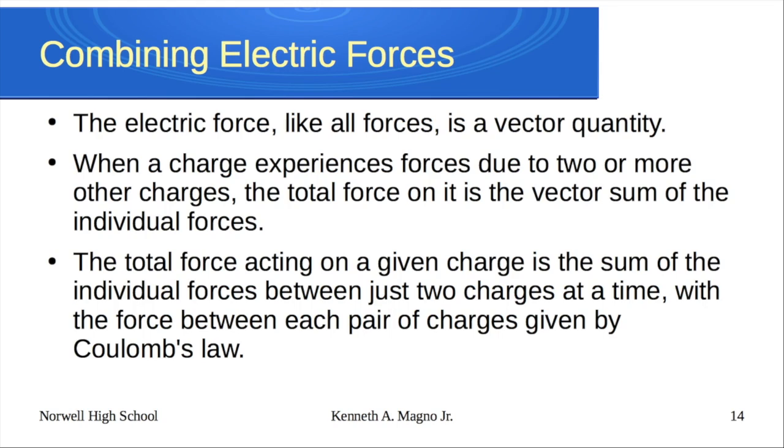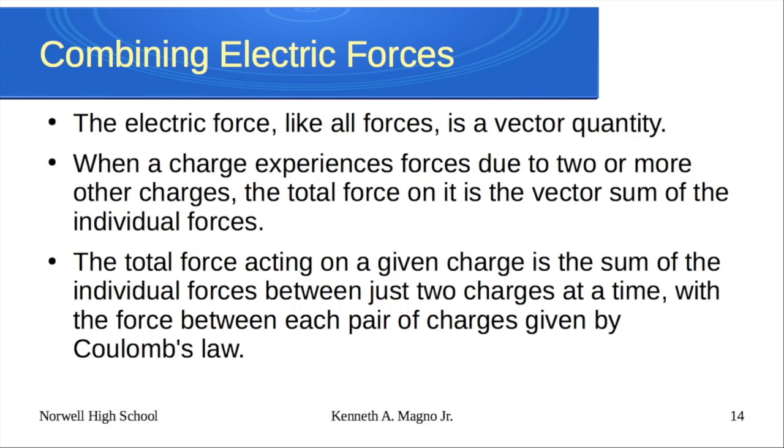Now, we need to remember a few things here. Because we have a magnitude and a direction, electric force, like all force, is going to be a vector quantity. So when we have charges experiencing forces due to two or more other charges, we might have to do a vector sum of those individual forces to figure out how that actual charge will go. I'll show a little diagram of that in a second. We need to remember again, the total force acting on a given charge is the sum of all the individual forces between the charges at any given time.